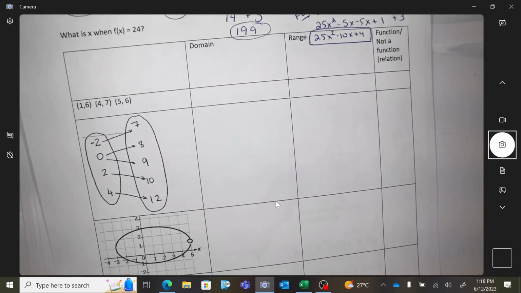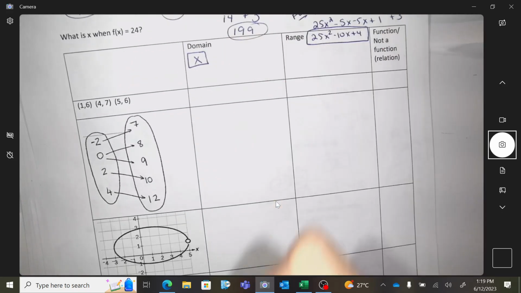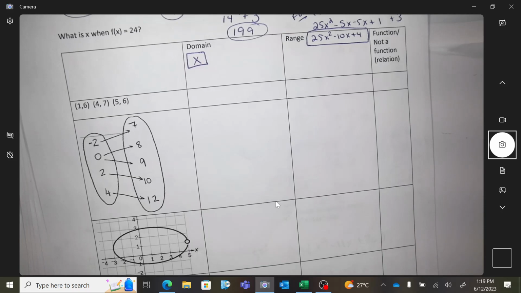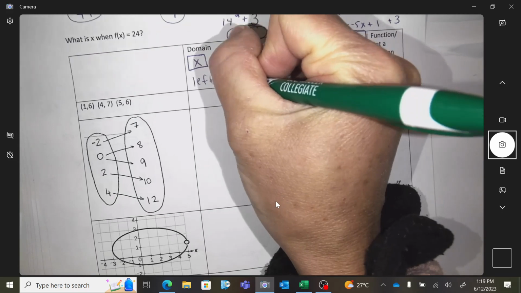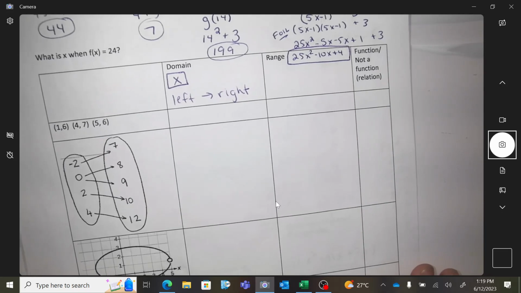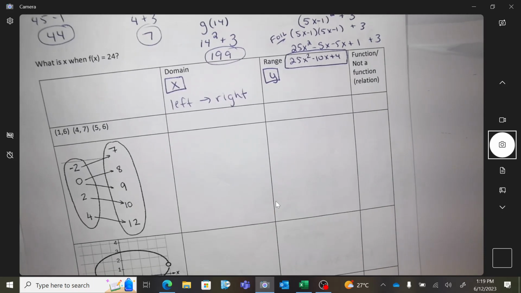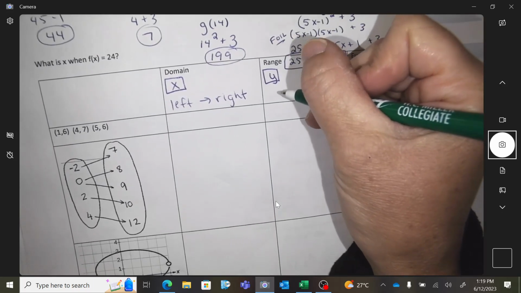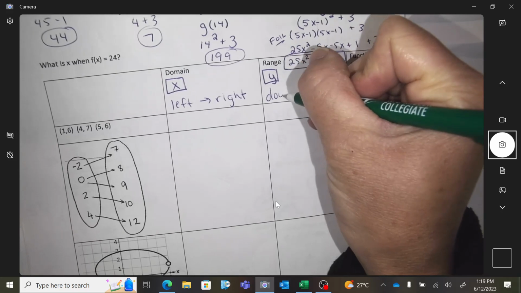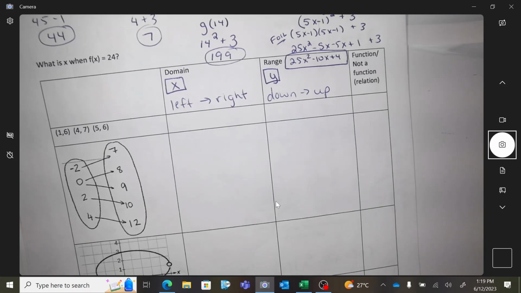So let's talk domain. When we look at domain, it deals with which variable? The x. When I say to talk about domain from this to this, how are we reading it? Left to right. And the range talks about the y, and it goes from what to what? Low to high, whatever you write there.